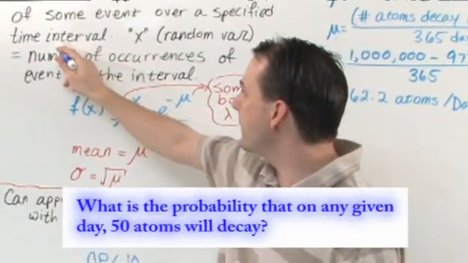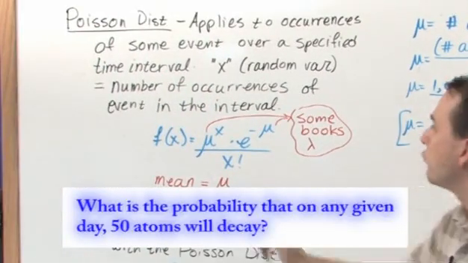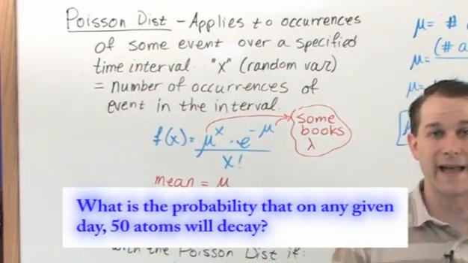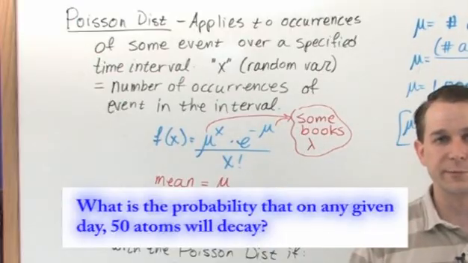We know that there's a time interval. That's 1 day. Okay? We're trying to find the number of occurrences of some event. That's the number of decays that occur in that 1 day. That's why it's a Poisson distribution problem.